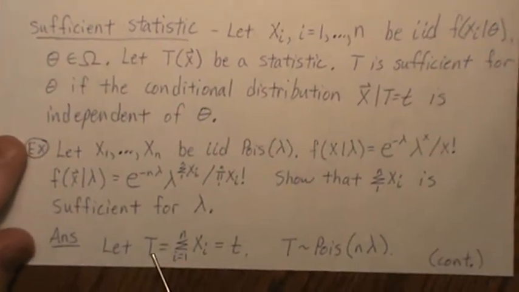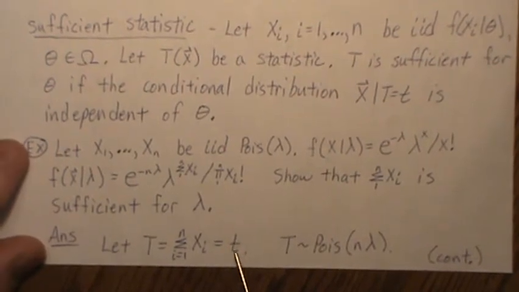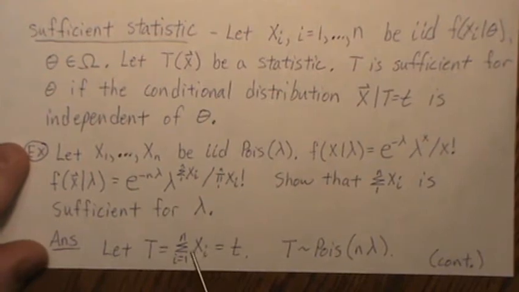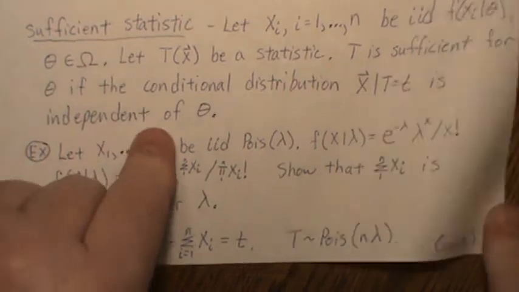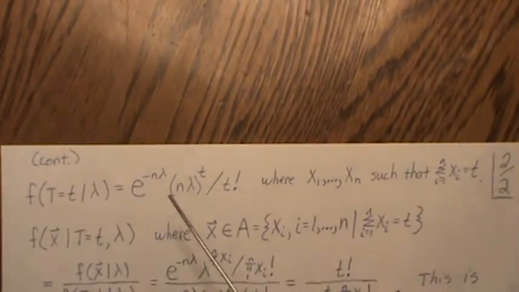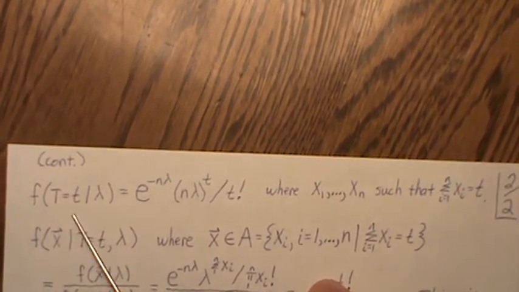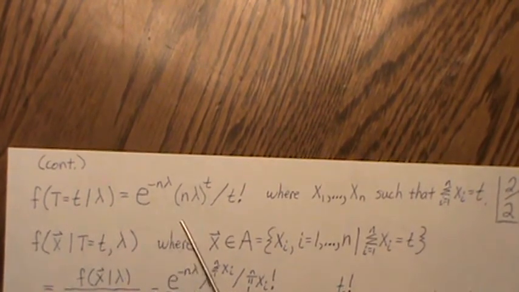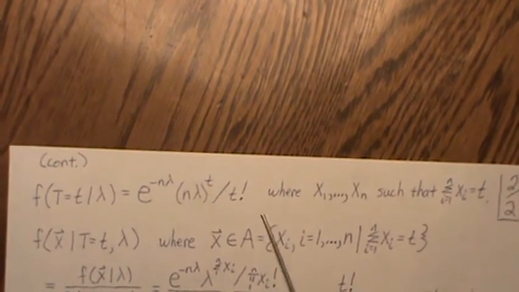So the answer is let T equal this sum, and say it equals value little t. Now we know since capital T is the sum of independent Poisson random variables, it's also distributed as a Poisson in n lambda. Now the probability mass function of our statistic is this. It's Poisson, where this is the parameter in n lambda.